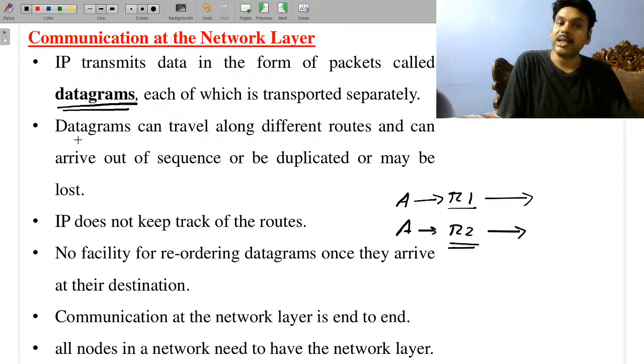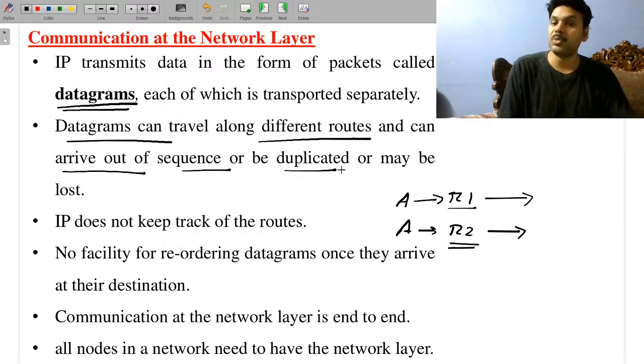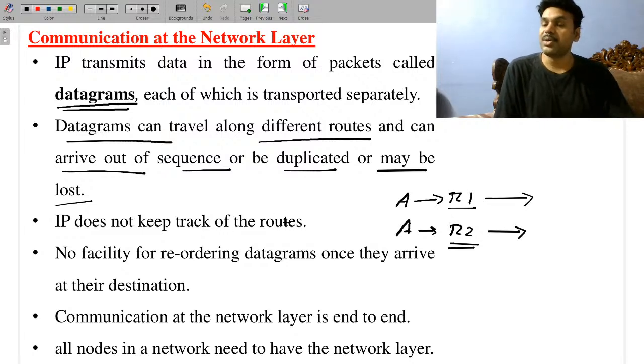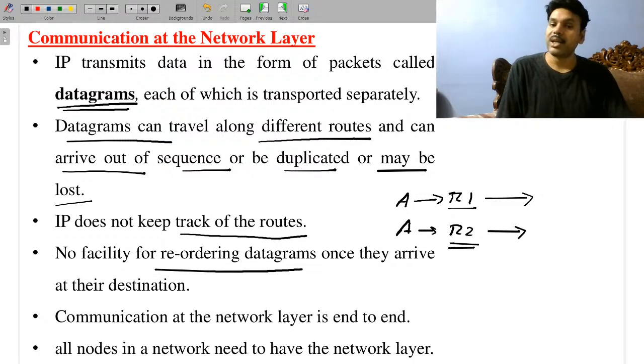Next one, the datagrams can travel along different routes and can arrive out of sequence or maybe duplicated, or some are maybe also lost. So IP is not going to keep track of all the routes, and there is no facility of reordering your datagrams once they arrive. And the communication at the network layer is in the form of what?